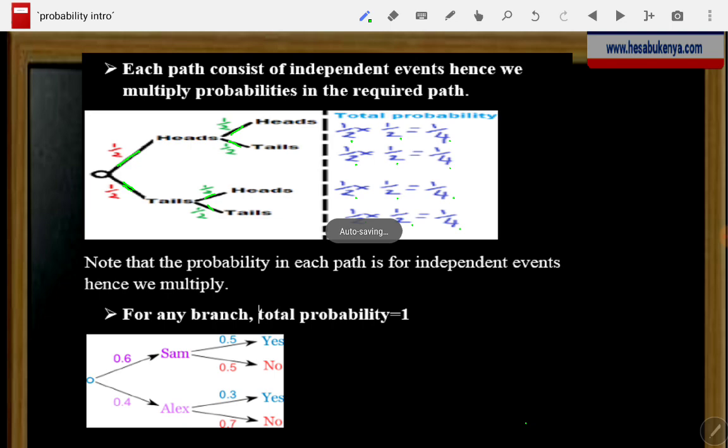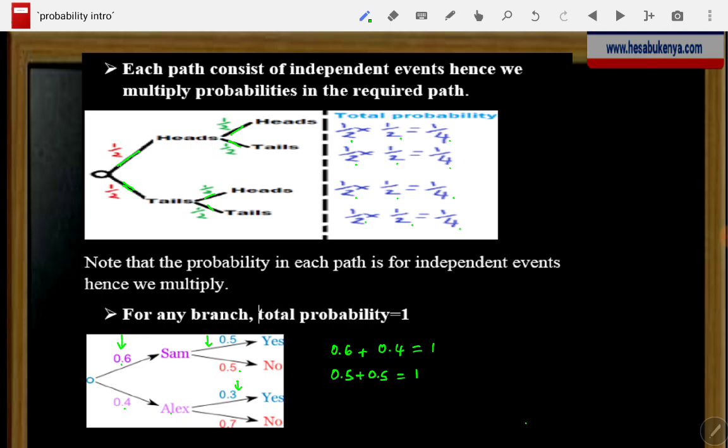For any branch, total probability is equal to 1. For example, in this branch, the probability of choosing Sam is 0.6. The probability of choosing Alex is 0.4. So 0.6 plus 0.4 is equal to 1. Again, in this branch, the probability of Sam divorcing the wife is 0.5. The probability of him not divorcing the wife is 0.5. Therefore, 0.5 plus 0.5 is equal to 1.